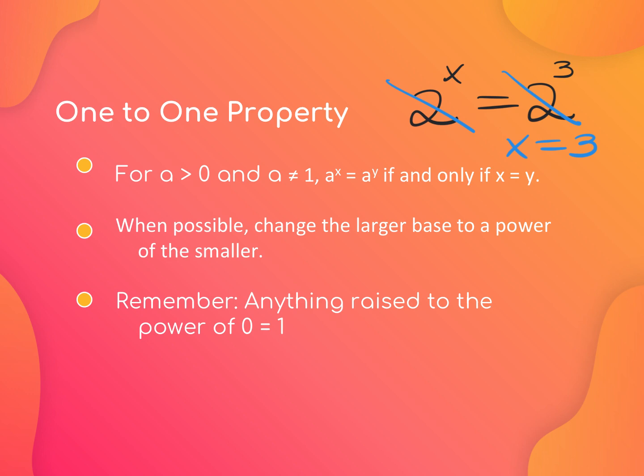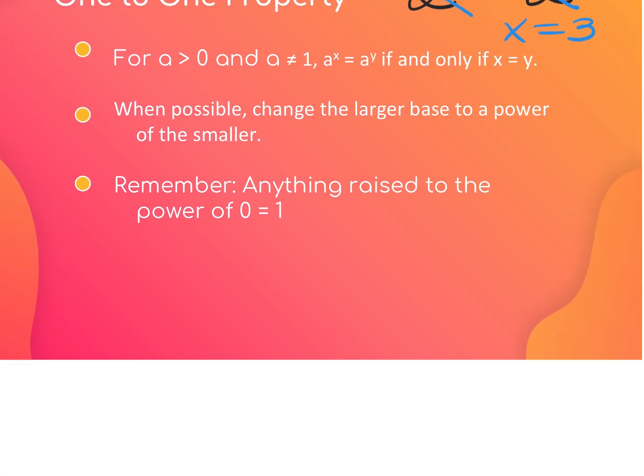Now, it's not always going to be given to you with the bases already the same. This is where we're going to need to memorize what 2 squared is, 2 to the third, 2 to the fourth, and be able to change the numbers so they have the same base. And when possible, you're going to change the larger base to the smaller base. Now, sometimes you'll have to change both numbers so they have the same base. And then again, remember, anything raised to the power of 0 is 1.